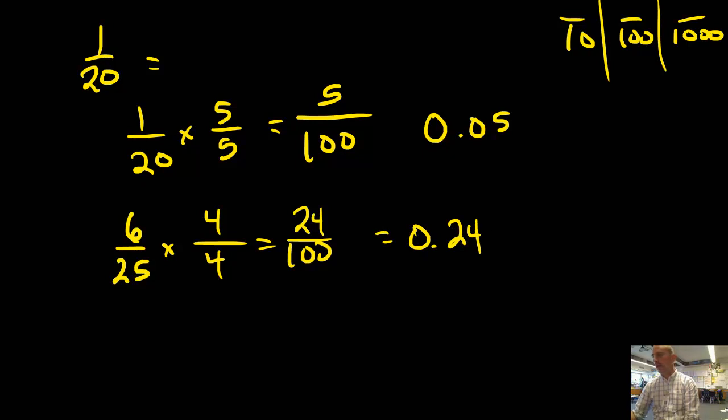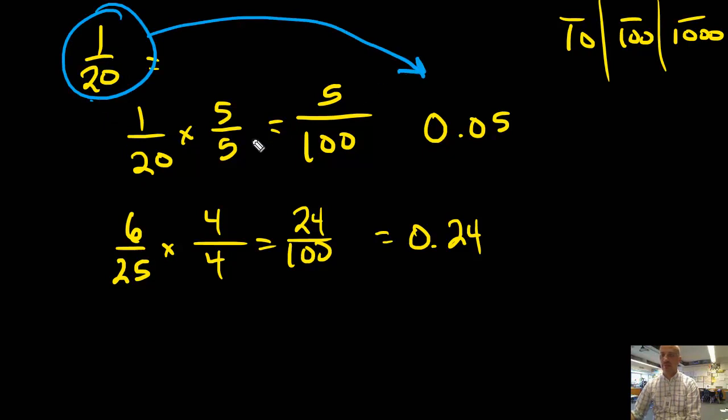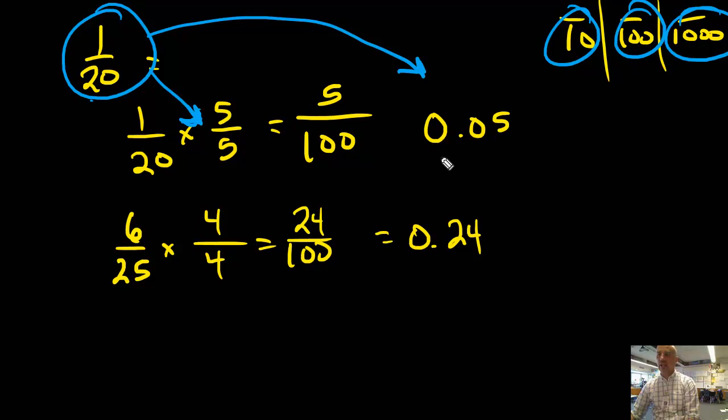Okay. So in summary, when you're trying to find a fraction and you're trying to turn it into a decimal, you need to try to multiply it by something to turn it into tenths, hundredths, or thousandths. And that way you can write it out as a decimal.